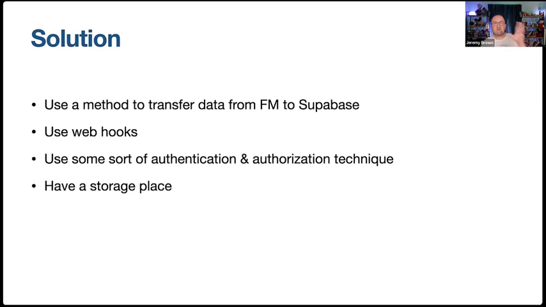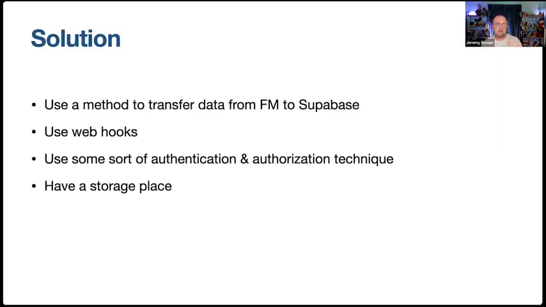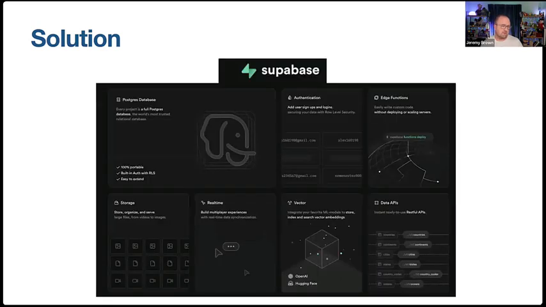I can transfer data from FileMaker to Supabase. So I've got part of those factors covered where I can get data in there using the insert from URL. Supabase has some webhook capabilities so that when records are edited on the site and then submitted back to the database, they can be immediately transferred to FileMaker. It has some authorization techniques that allow me to prevent data from being seen by anybody, and it has a storage place. So the solution again was Supabase.